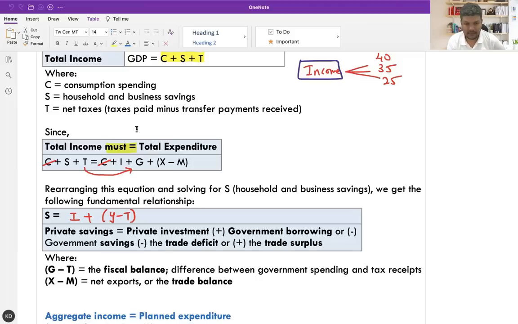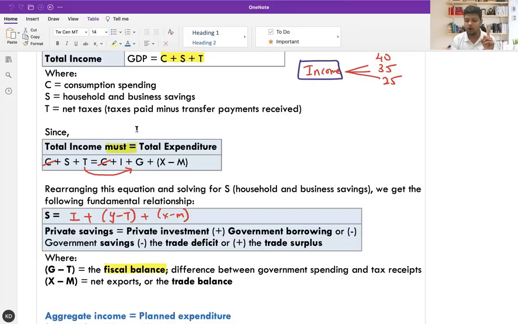Yes or no? What is G minus T? G minus T is the difference between how much government spends and how much government earns, which is called the fiscal balance. Clear? When the government spends more and earns less, we say it's a fiscal deficit. Have you heard about all these terms? So fiscal deficit means government spends more, earns less. And then the remaining you have is net exports, that is X minus M.